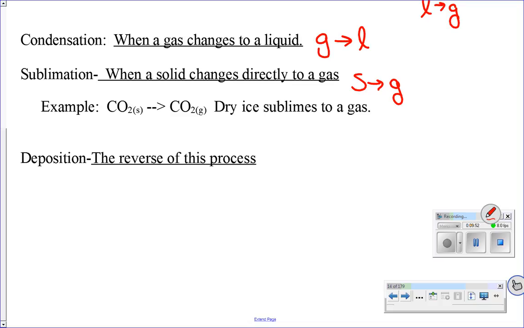So deposition is actually the reverse of this process. It's when a gas changes straight to a solid, and we don't actually see this quite as much. So that's the important terminology that you need to know in order to talk about energy changes and phase changes on a heating and cooling curve.